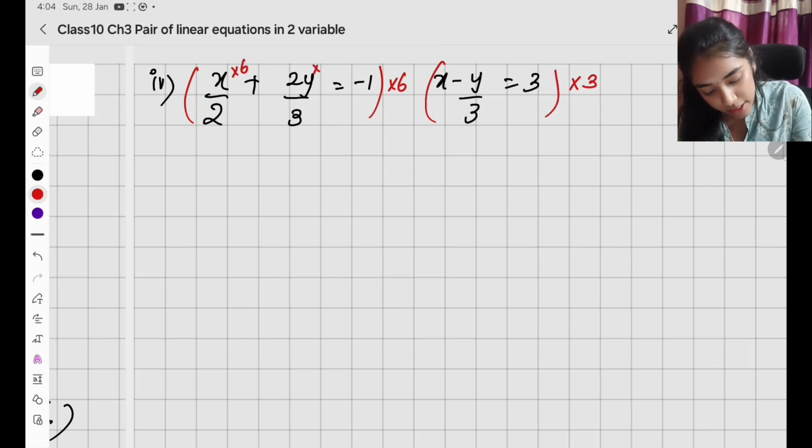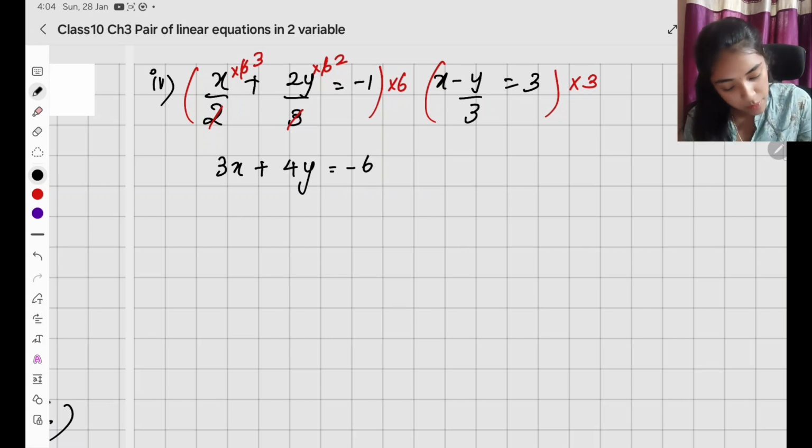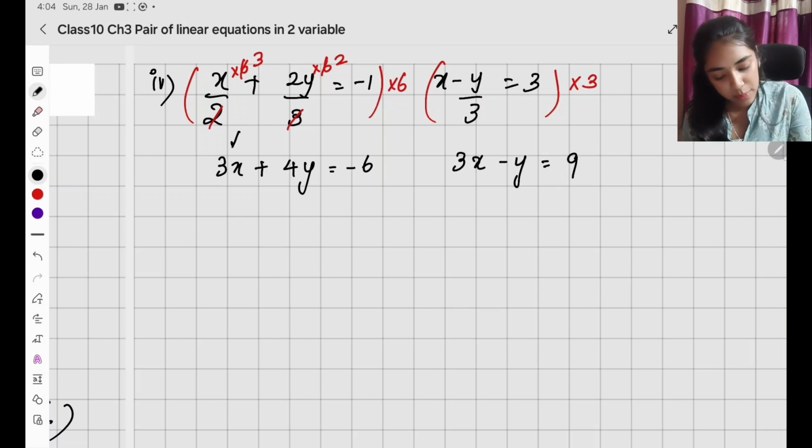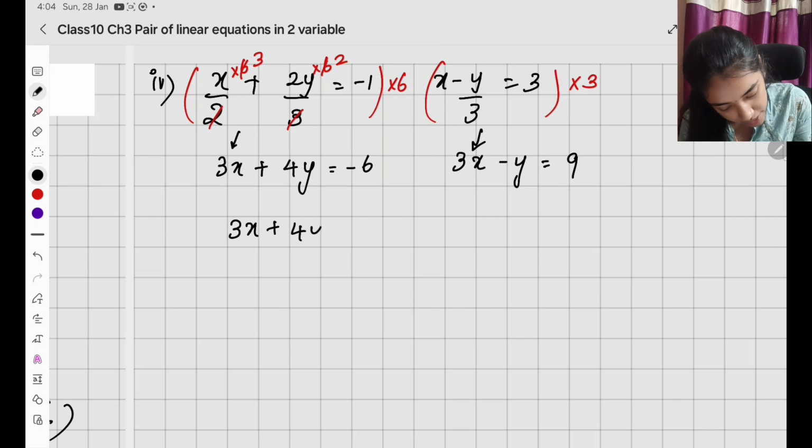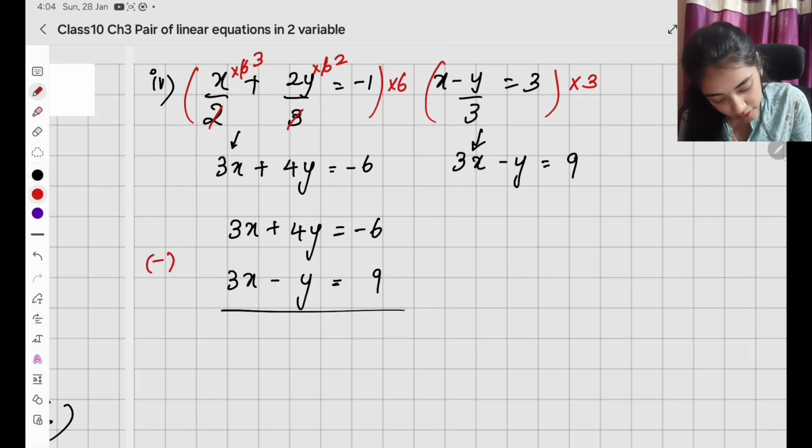So what am I going to have? இதை 6 ஆல multiply பண்ணா I'll have 2 3s are 6, 3 2s are 6. So finally I have 3x plus 2 2s are 4y equals minus 6. This is one equation. And the other equation is 3x minus y equals 3 3s are 9. So இப்போ இங்கேயும் 3x இருக்கு, இங்கேயும் 3x இருக்கு. Okay, so what am I going to do? I have 3x plus 4y equals minus 6. 3x minus y equals 9. So இப்போ என்ன ஆகும்? I'm going to subtract. So we have 3x minus 3x, minus 4y minus of minus y which becomes a plus, minus 6 minus 9.